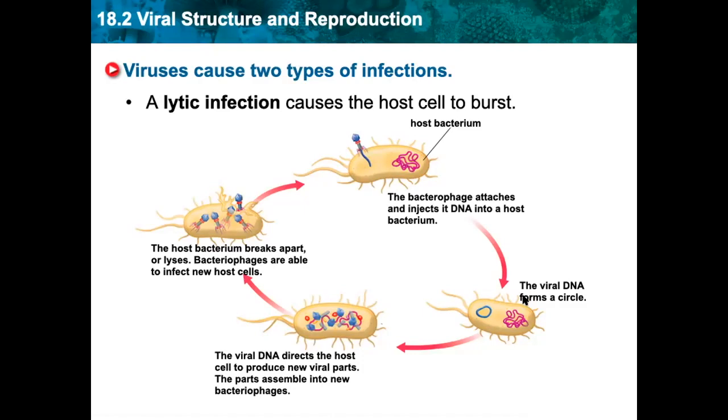So a bacteriophage attaches to the host, injects DNA into the bacteria. Now the DNA stays as a circle, like a plasmid out here. And that plasmid then starts to make more and more viruses. We can see it right here, they're assembling. With enough viruses, they burst the cell, they come out, and the cycle repeats itself. So that's the lytic infection.